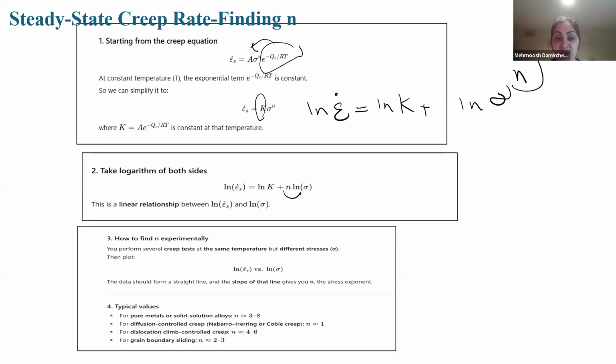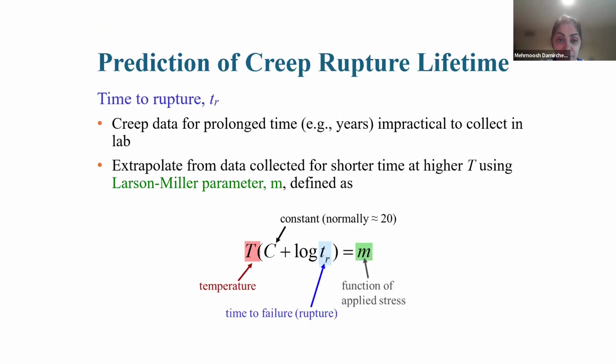Okay, if we have several data points at constant temperature, it is easy. We have epsilon dot and sigma, and we can find n. As you see here, for pure metals or solid solution alloys, n is approximately between 3 and 8. For diffusion control creep, n is approximately 1. For dislocation climb control creep, n is between 4 and 6. And for grain boundary sliding, n is between 2 and 3.